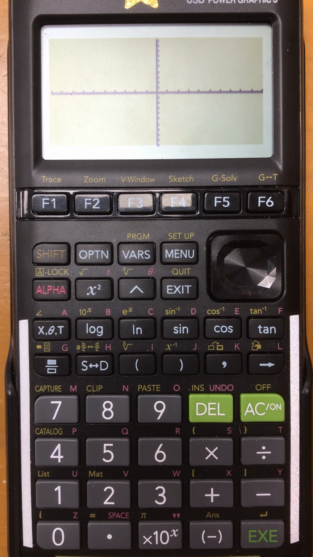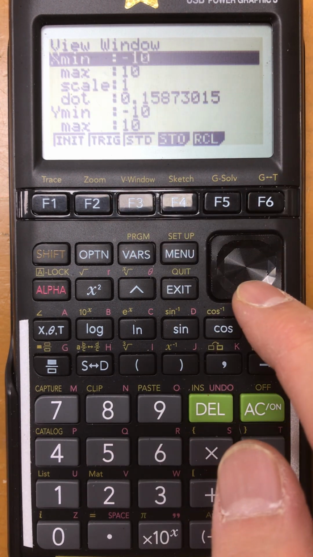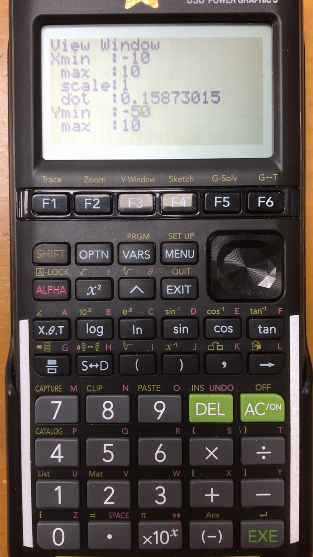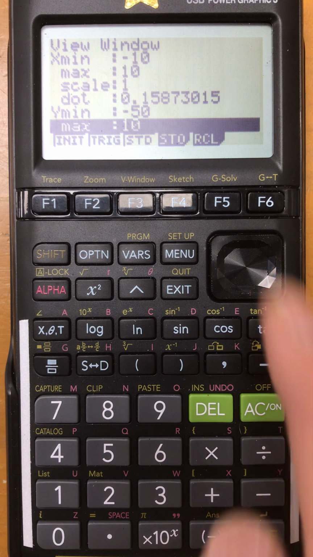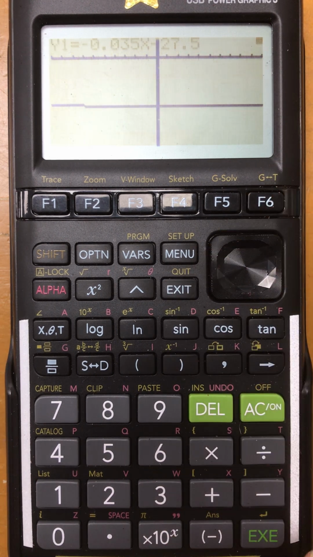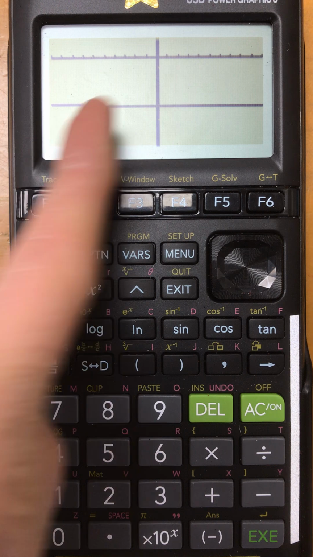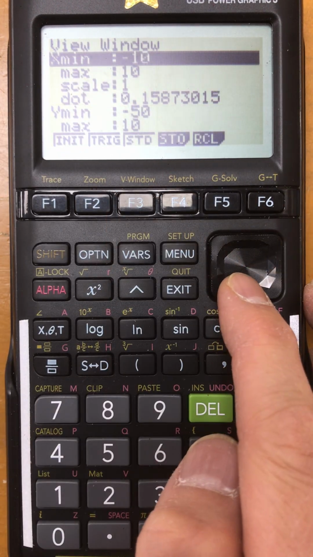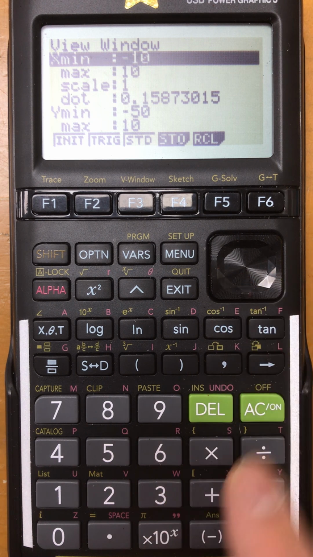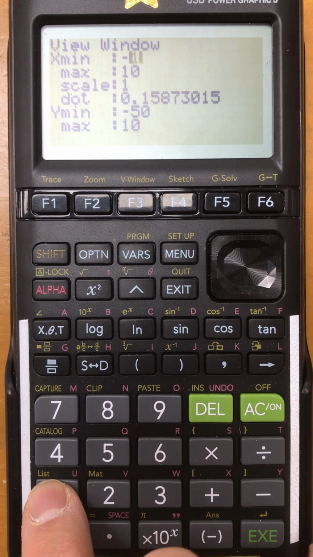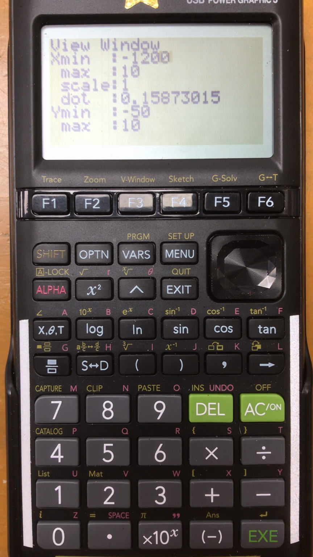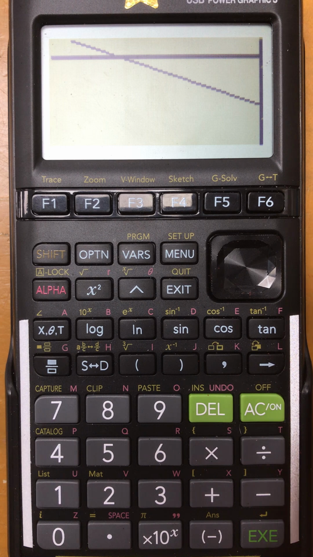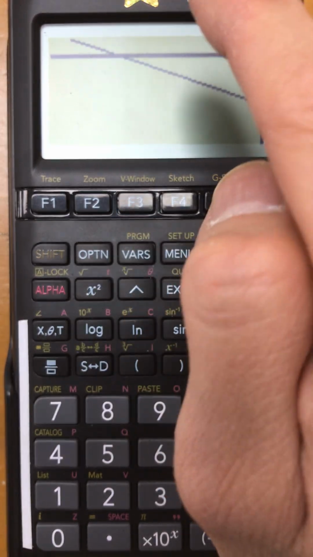Okay, not showing, so let's adjust our window based on a negative y-intercept of negative 27.5. The y-min, I'm going to make that at least negative 50. Let's press enter or execute, exit, draw it. There it is, but I need to see the x-intercept this way. So I'm going to add a lot more negative x value, and you're going to have to add a lot. So I'm going to say negative 1,200. Okay, exit, draw. There it is, y-intercept, x-intercept, we're good.